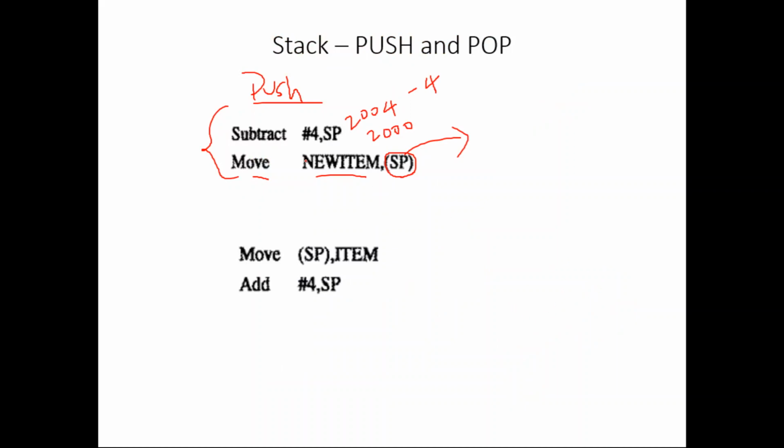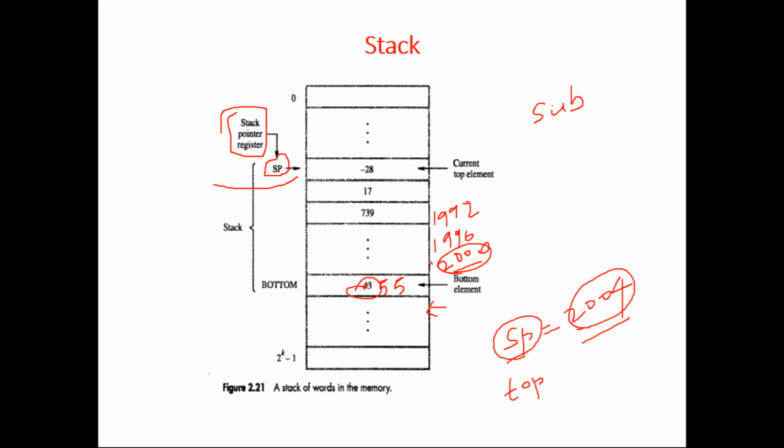And what is the logic for pop? Pop means whatever is available at the top of the stack, just move that into some variable or memory location. Whatever the SP is containing, that location you have to pop out, and then you have to increment the stack pointer. Assume that currently SP is pointing to location 1996.